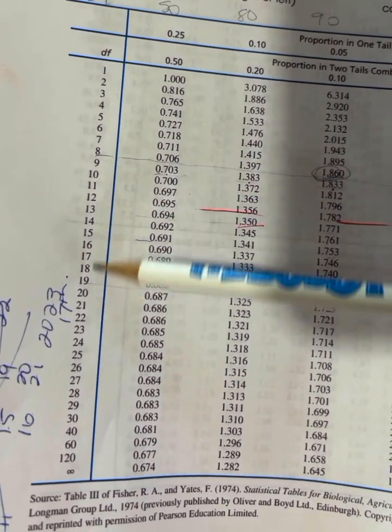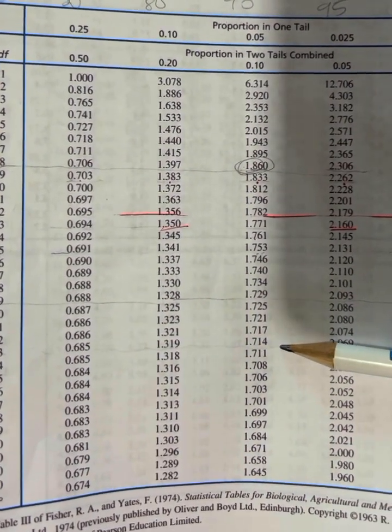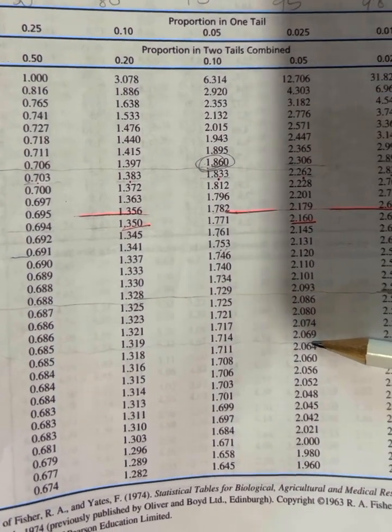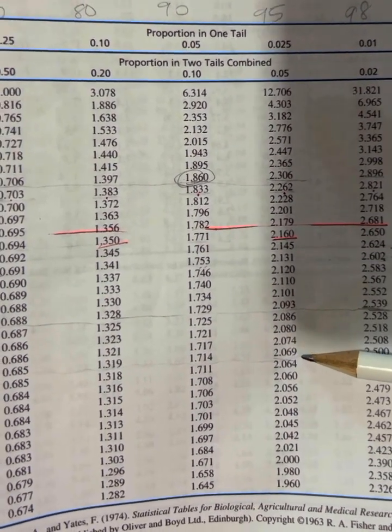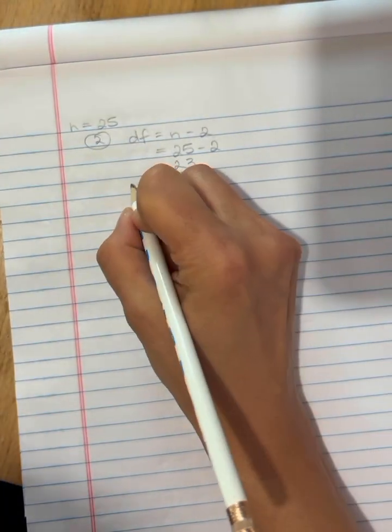If we go to the t-distribution table, we're going to have to go down to 23 and read across, and this is somewhat difficult. I hope you have your own copy here. The critical value that I now have is plus or minus 2.069.